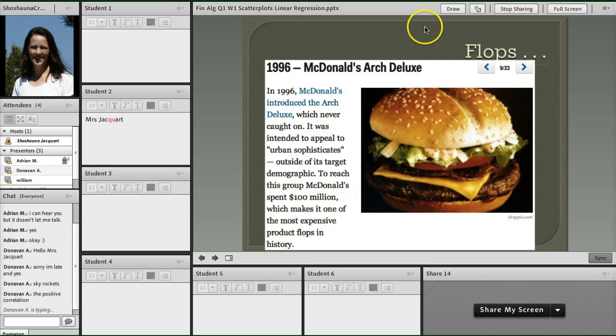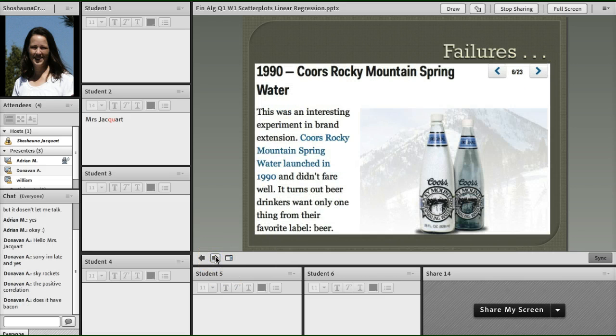Oh, I'm totally clicking the wrong button. That's funny. I'm trying to click that button. That's a picture. Yeah, it looked like it had bacon.